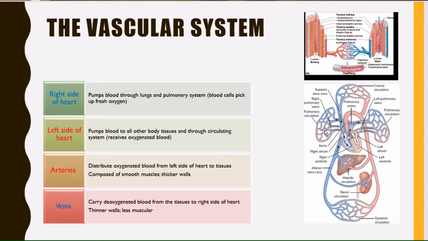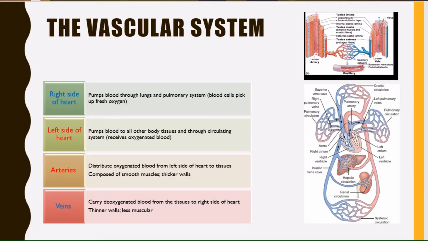The blood cells pick up fresh oxygen and it comes to the left side of the heart through the pulmonary veins into the left atrium, to the left ventricle, and into the circulation to the aorta and to the rest of the body. The arteries distribute the oxygenated blood from the left side of the heart to the tissues, and the veins carry the deoxygenated blood from the tissues to the right side of the heart.